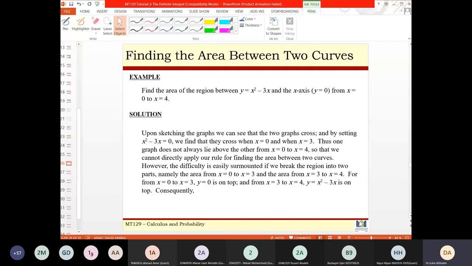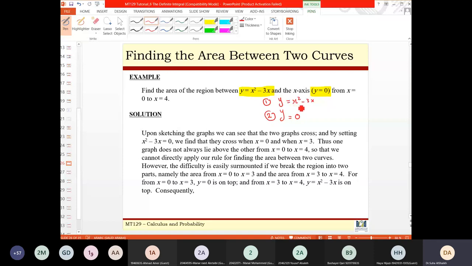Now one more example, find the area of the region that is between y equals x squared minus 3x and the x-axis. The x-axis is y equals 0. So this is actually what I'm talking about. My y is x squared minus 3x. My other y is the x-axis, which is y equals 0. Is the first one a line or a parabola? The first one. This is my number 1 curve. This is my number 2 curve, the x-axis. So it's a parabola.